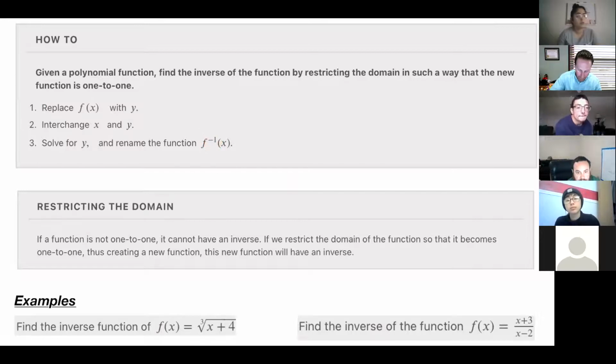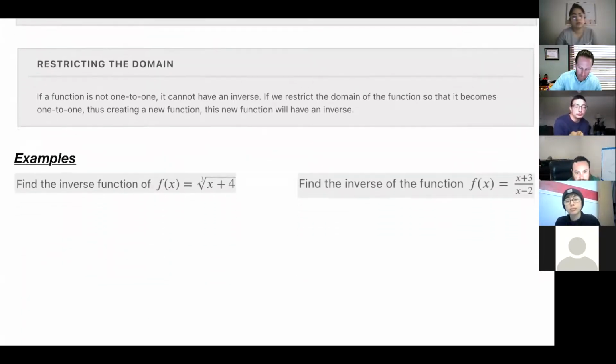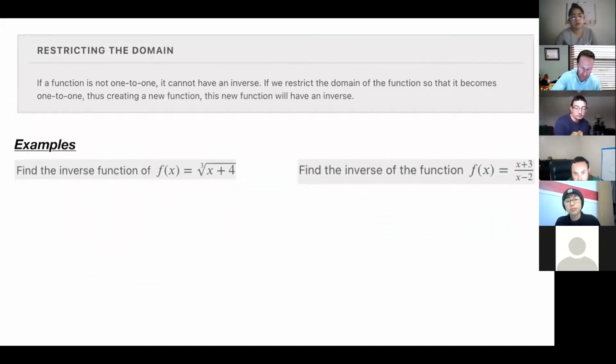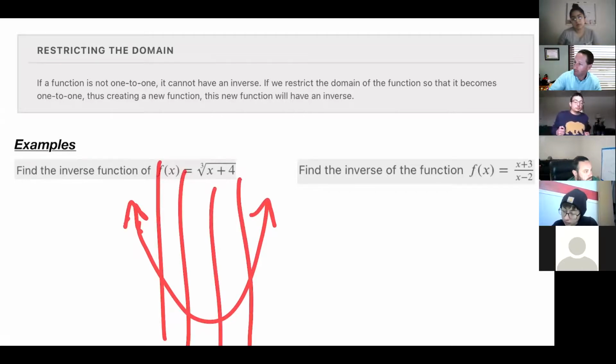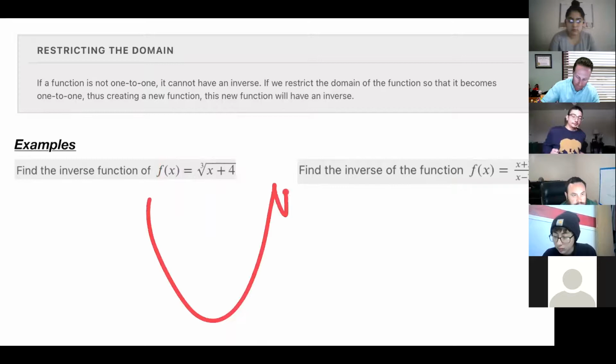Okay? Now, in order for some of these things to be a function, we have to restrict their domain. If you remember when we were graphing parabolas, we knew that parabolas were a function because of the vertical line test. Remember that? For every x, there's one y, one y, one y for every one of these x values.